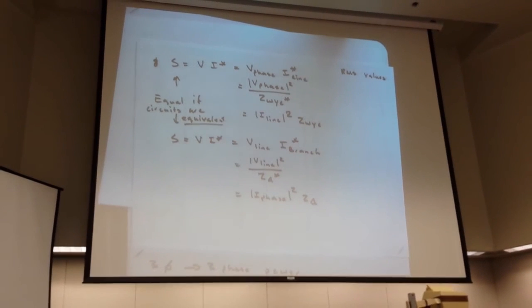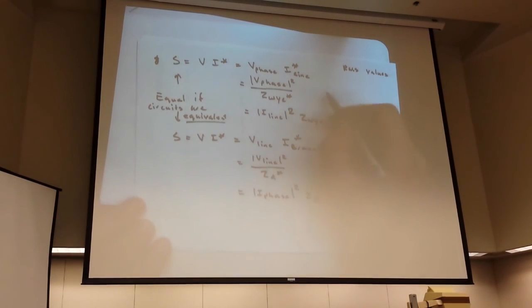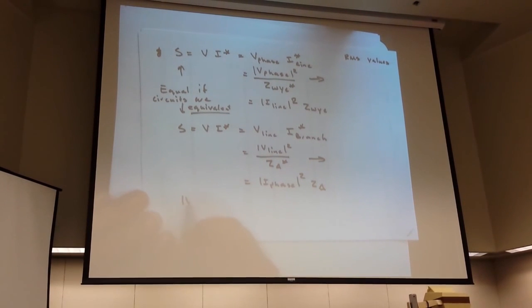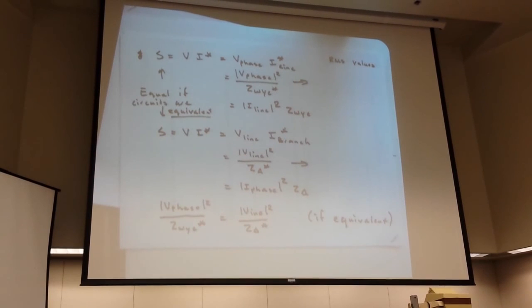we have our V phase and our V line relationships. So in this case, if we just look at this guy and look at this guy. And so, well, V phase squared over ZY conjugate has to be equal to V line squared over Z delta conjugate. And then parentheses again, I'll write if equivalent, which is our goal. So when are these equivalent? When can we represent one as a Y or a delta in either case?